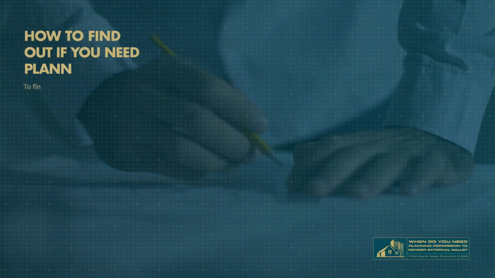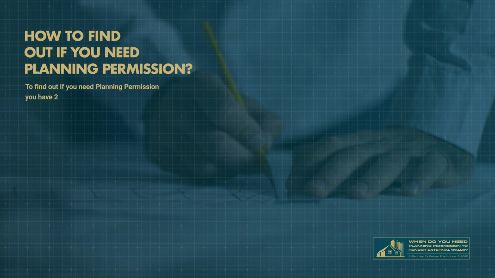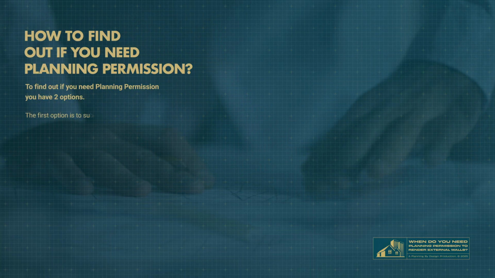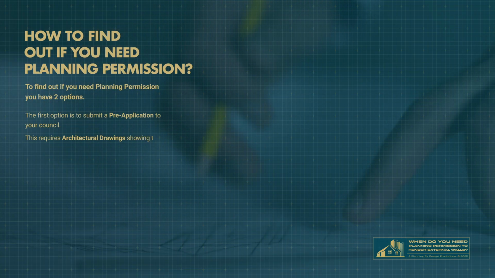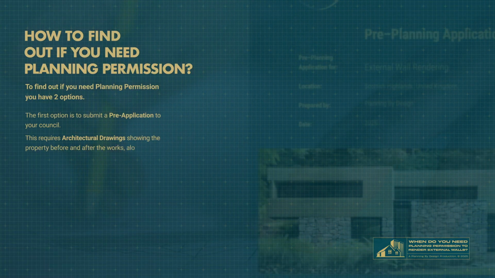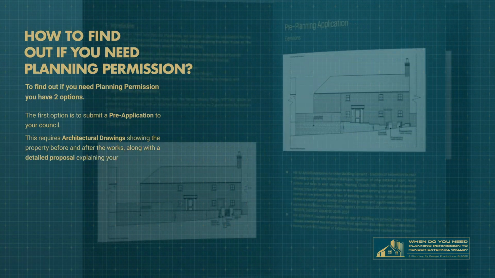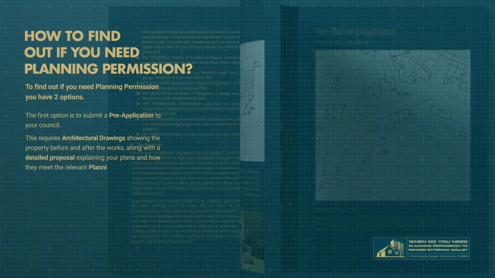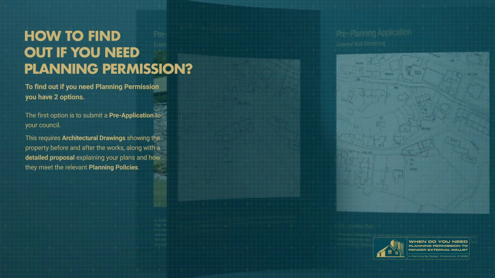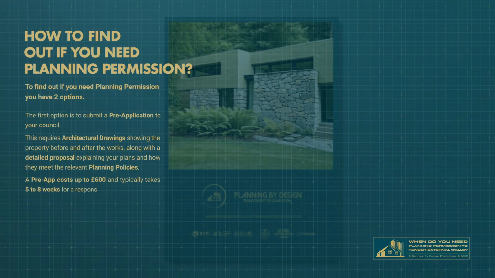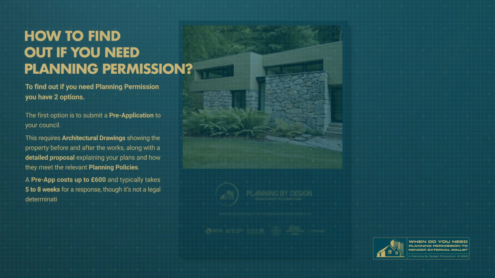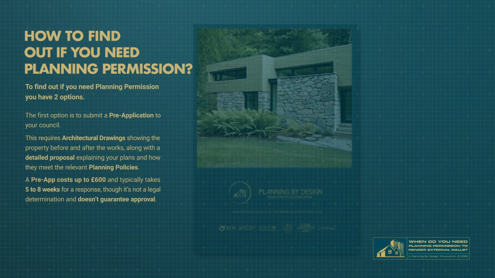To find out if you need planning permission, you have two options. The first option is to submit a pre-application to your council. This requires architectural drawings showing the property before and after the works, along with a detailed proposal explaining your plans and how they meet the relevant planning policies. A pre-app costs up to £600 and typically takes 5 to 8 weeks for a response, though it's not a legal determination and doesn't guarantee approval.